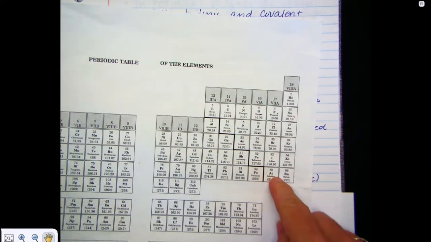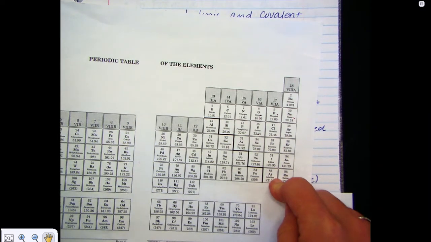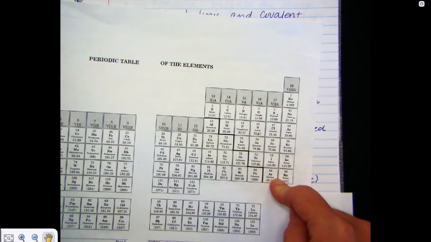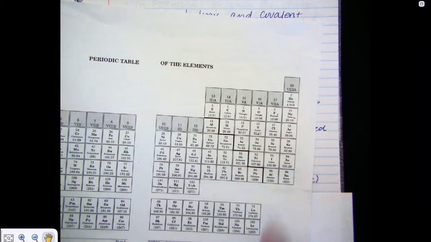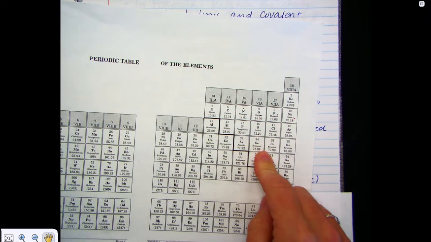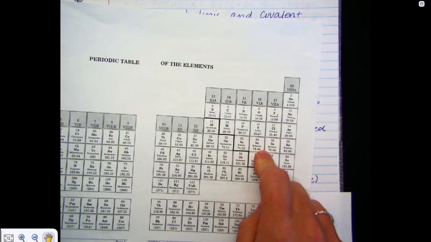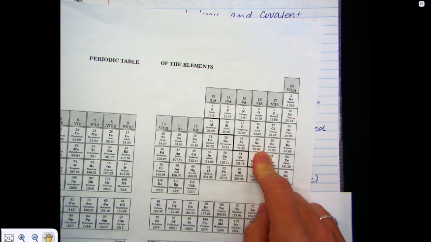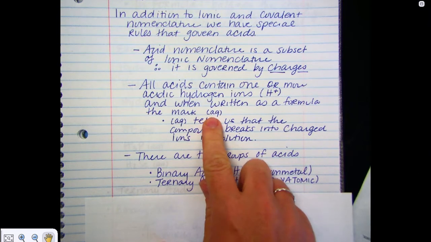So you're like, wait a minute, isn't this just like what we did with covalent? No, this isn't the same as covalent because we're talking about the charge of the hydrogen as being positive, and then we are balancing that charge with the negative ion over here. So how do I tell the difference visually when I'm looking at a binary acid versus looking at a covalent compound? It has everything to do with the fact that your acid is going to be marked with an AQ.